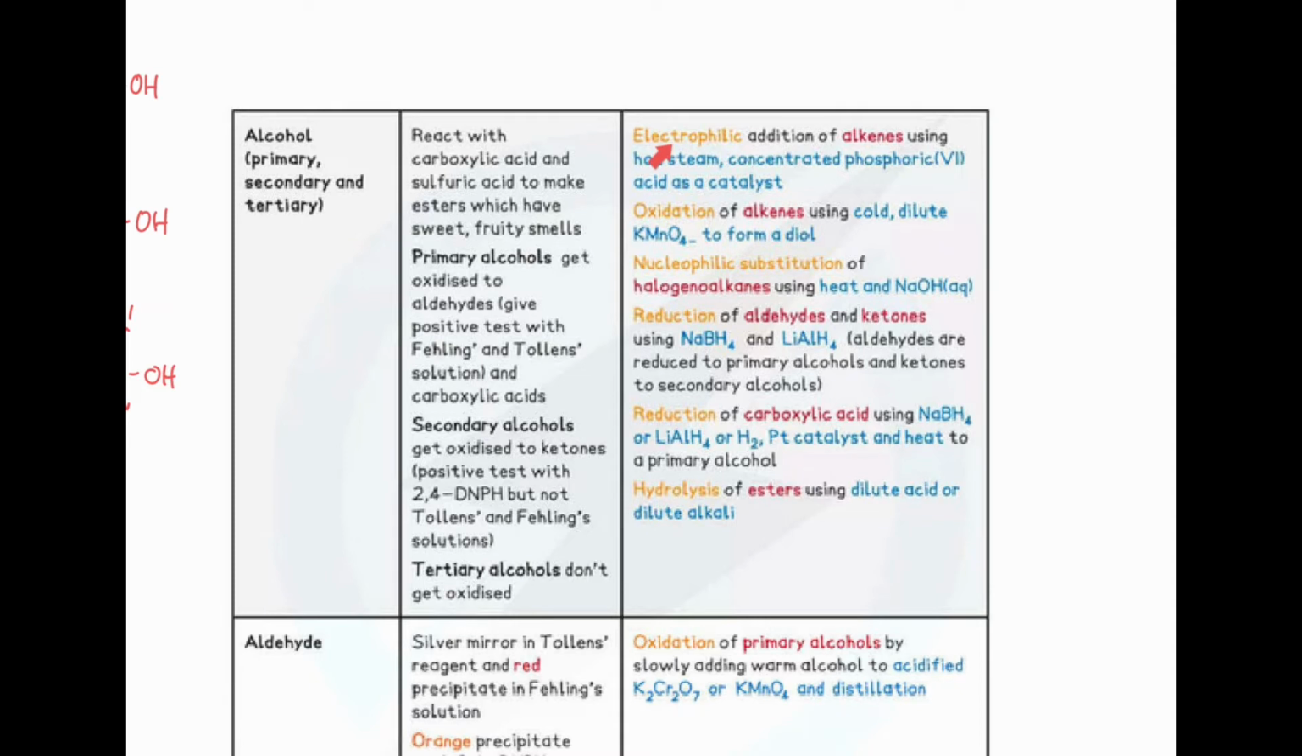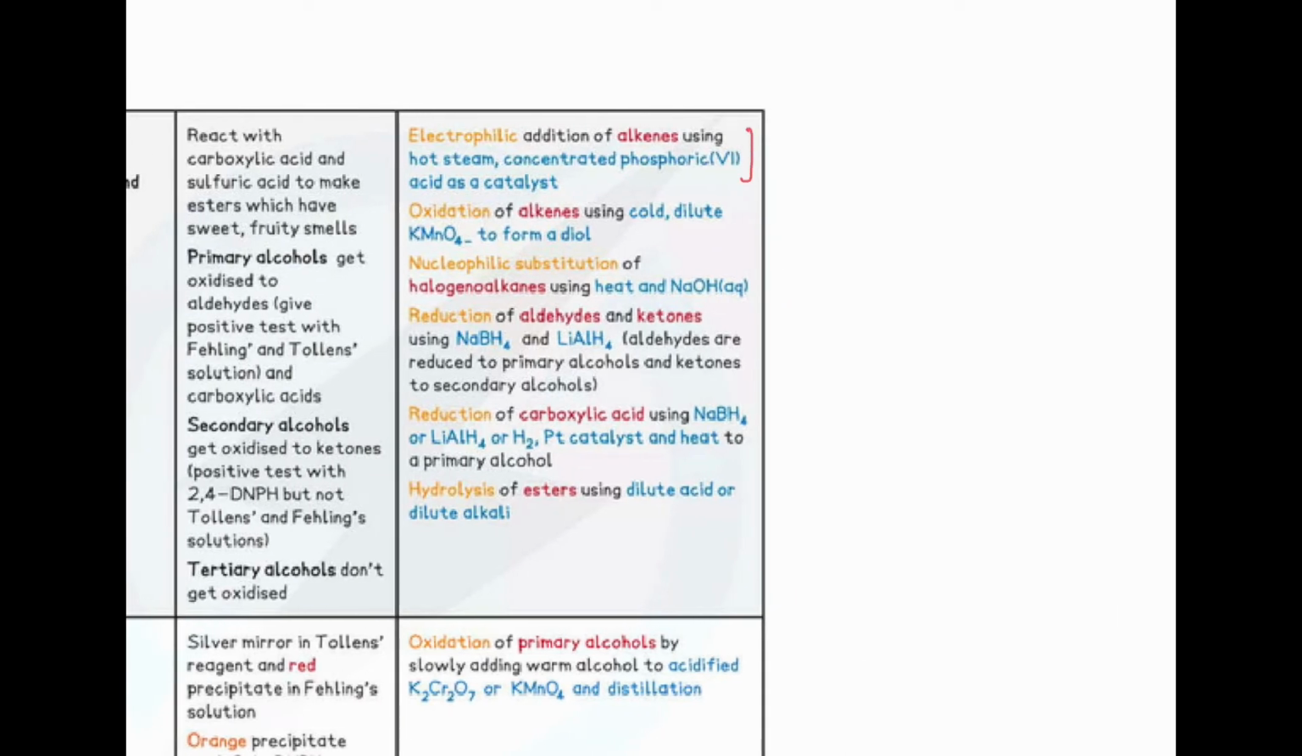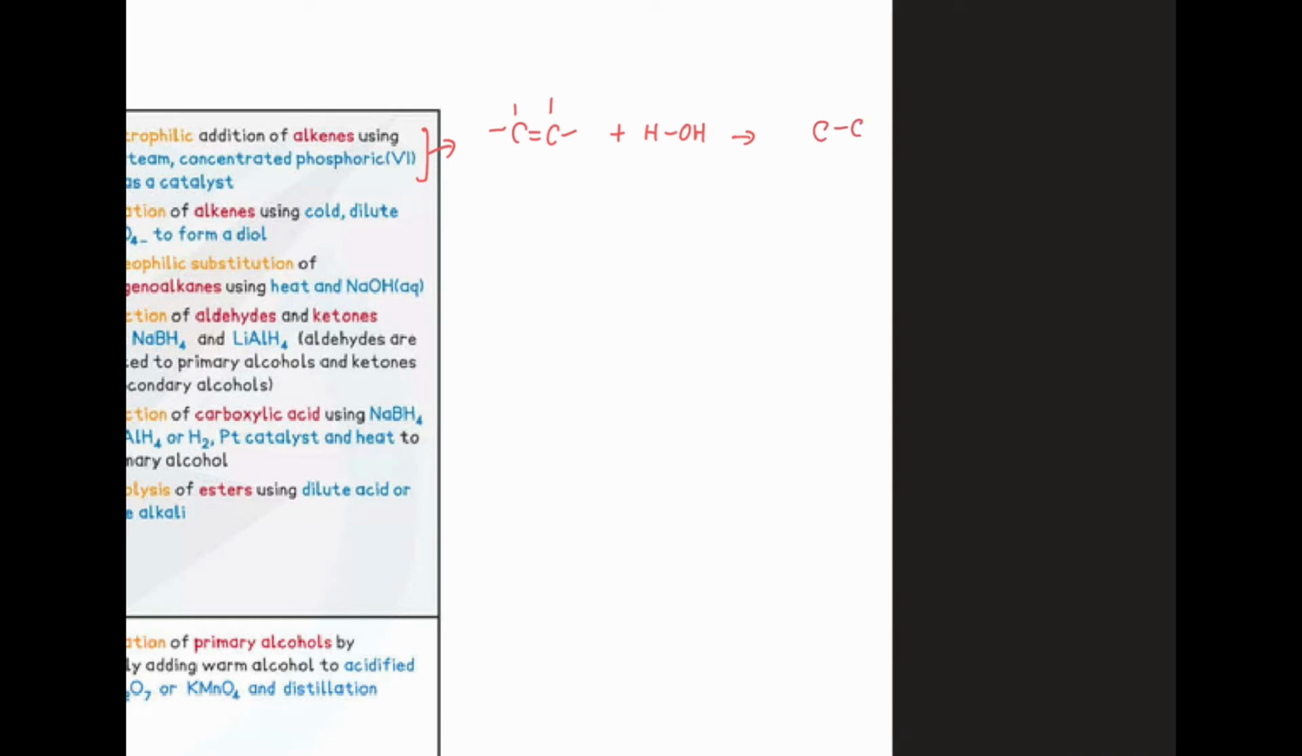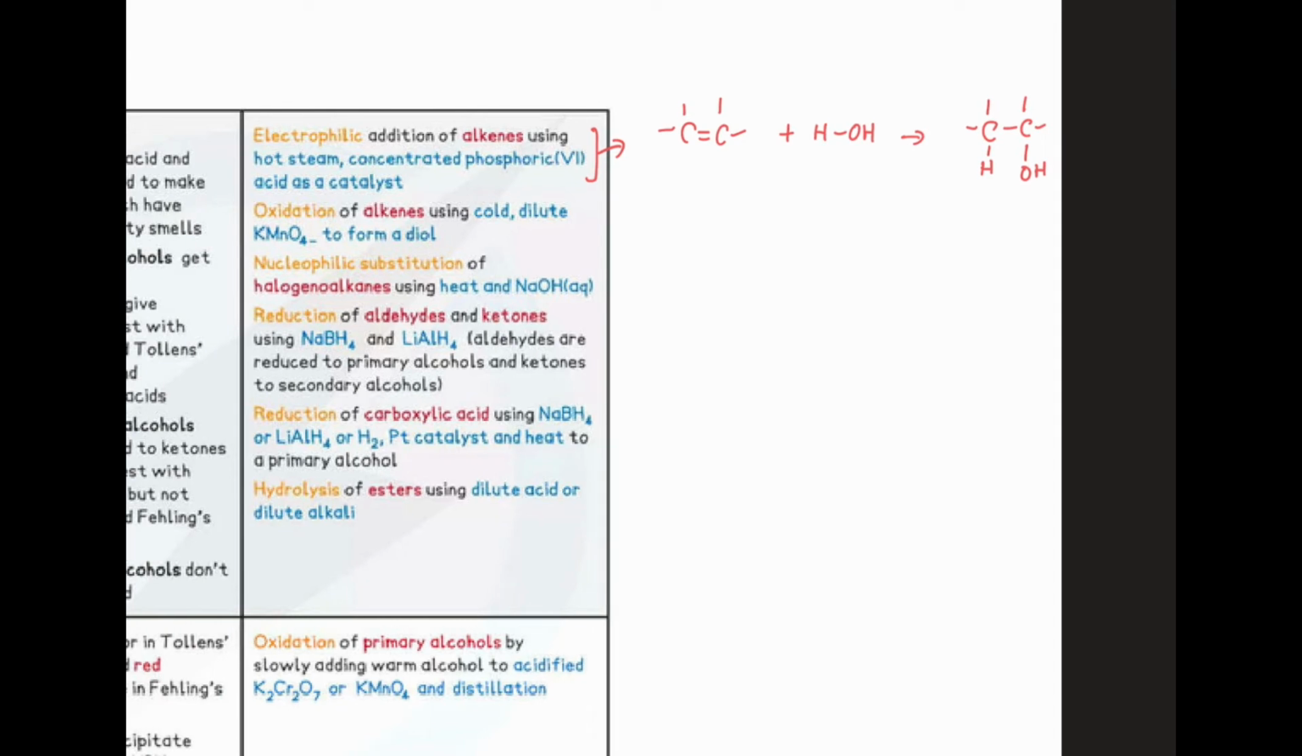Now the productions of alcohol. We have the first way, electrophilic addition of alkenes, using hot steam with concentrated phosphoric acid acting as a catalyst. So what they are trying to talk about is this reaction. You have a C=C double bond, then you react with H2O. So the H will go to one carbon, and the OH will go to the other carbon, like this.